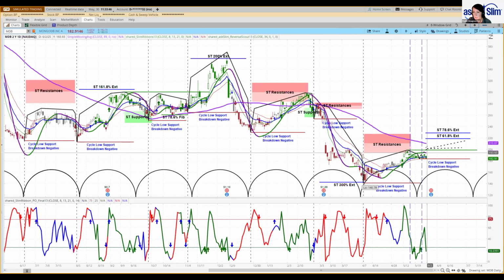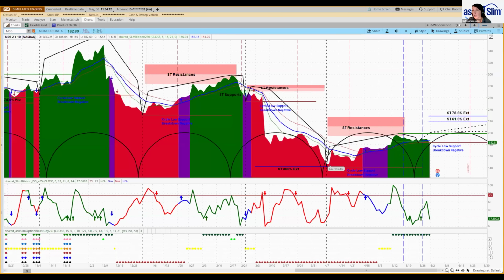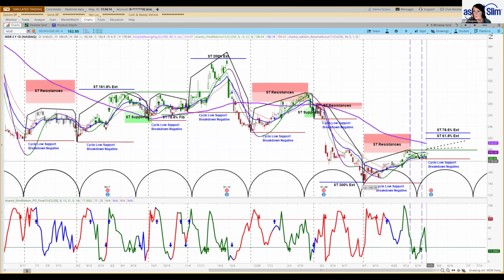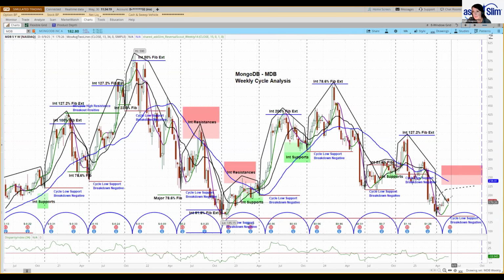We do have negative momentum with the reversal scout. The slim ribbon is still green, so mixed momentum conditions here. If I was thinking about a trade, I would definitely wait to see how this action plays out. If we continue lower into the cycle, then I would consider that a breakdown as opposed to a late cycle low. The OBI is still suggesting that we should bias our options trades to the long side. So this one, it is showing positive momentum, but I would wait and see a little bit.